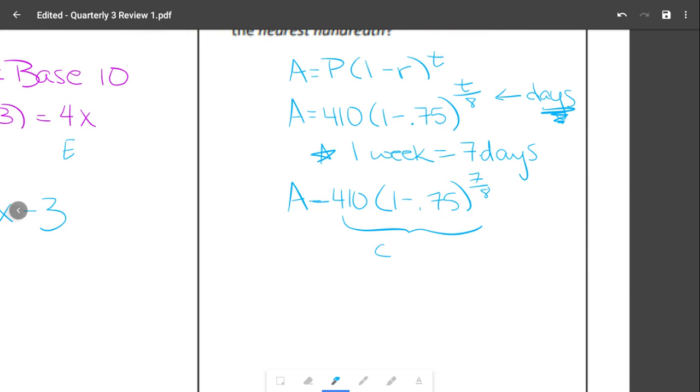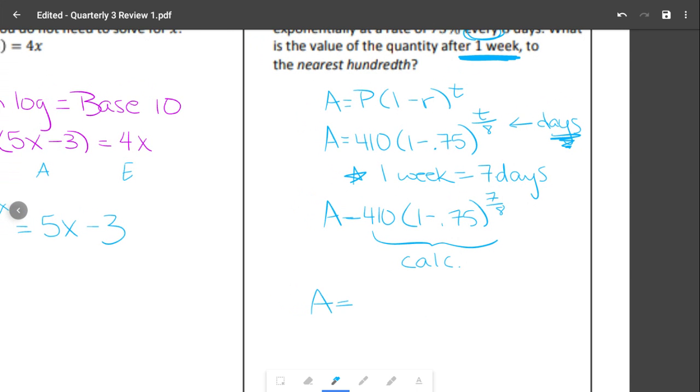And at this point now, this whole thing can go straight into your calculator. Type it in, round where they tell you to, nearest hundredth, so 2 decimal places. And you should get 121.89.